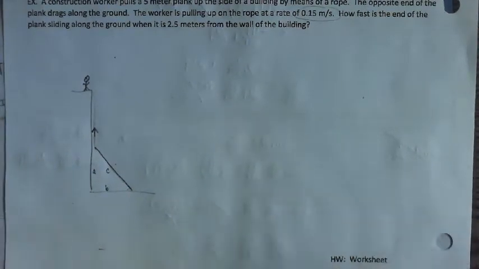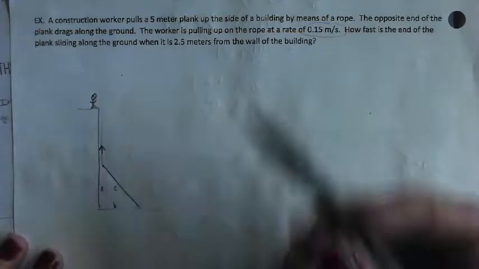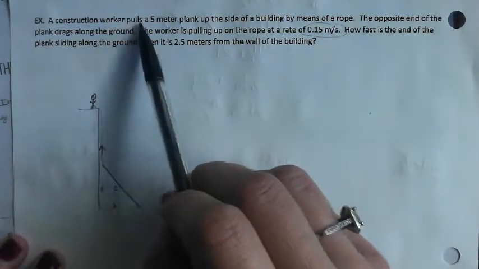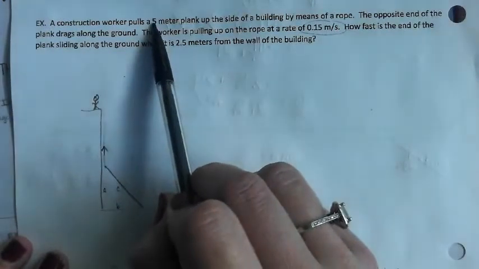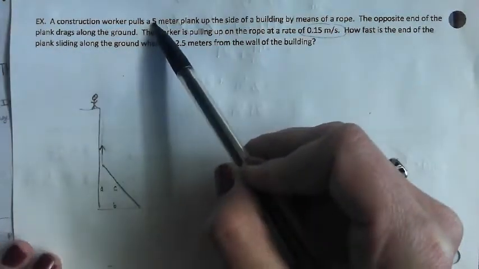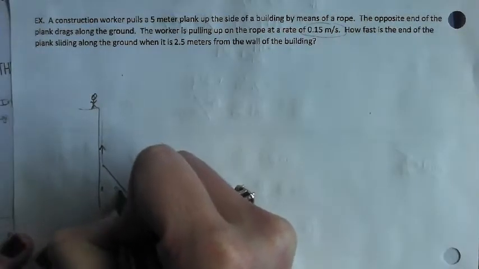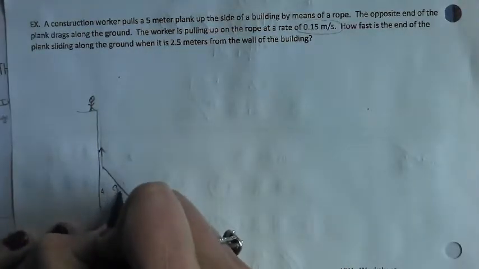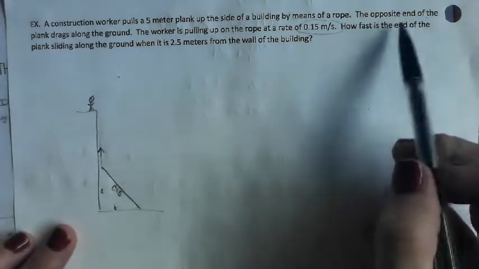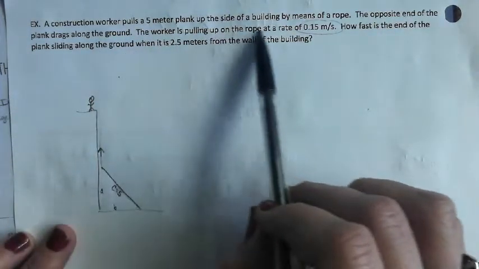Okay, I'm just going to go through the numbers and pick on a few of you. A construction worker pulls a 5-meter plank. What did you label 5, Ellie? C is 5, correct. C equals 5. The opposite end of the plank is dragging, the worker is pulling up on the rope.